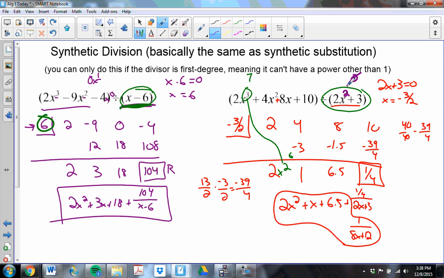So to recap, synthetic substitution and synthetic division are essentially the same thing, where you do division through this process. What you're left with becomes the coefficients of your answer. And I think that's good for today. Thank you.